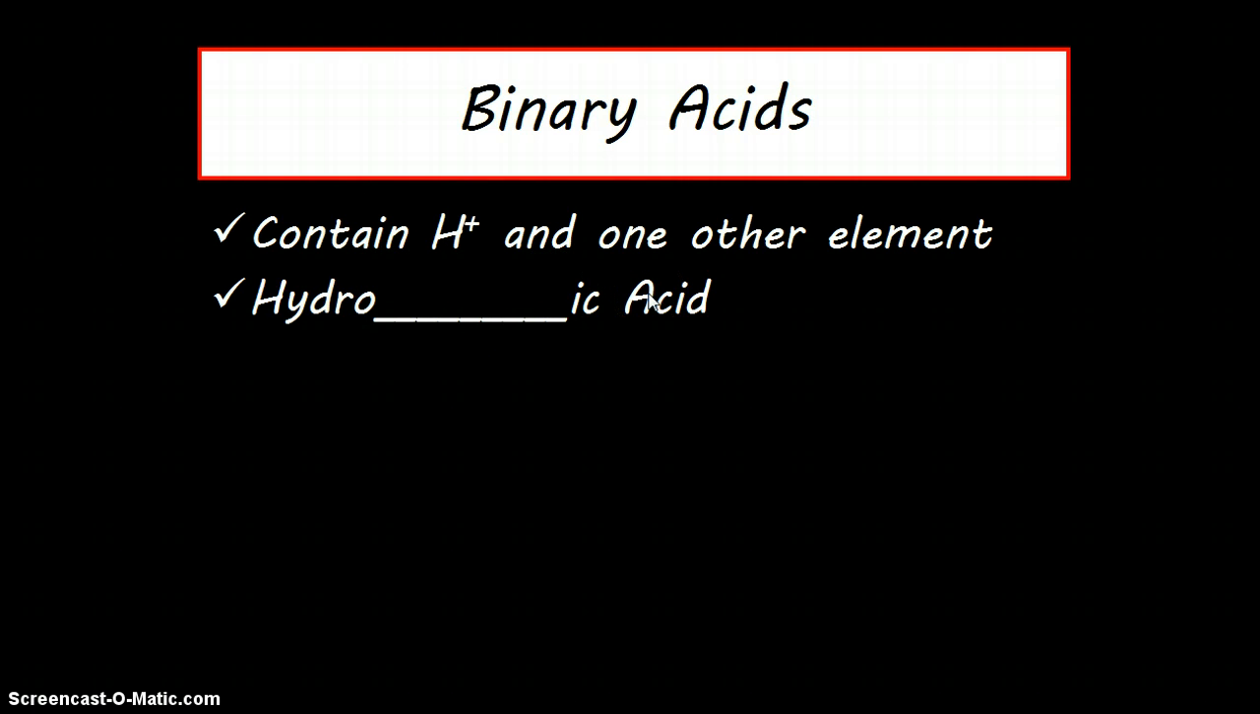Okay, and so what we're seeing here is that we're going to use the prefix hydro for binary acids, and then we're going to add the suffix IC to indicate that it's an acid, and then the word acid.